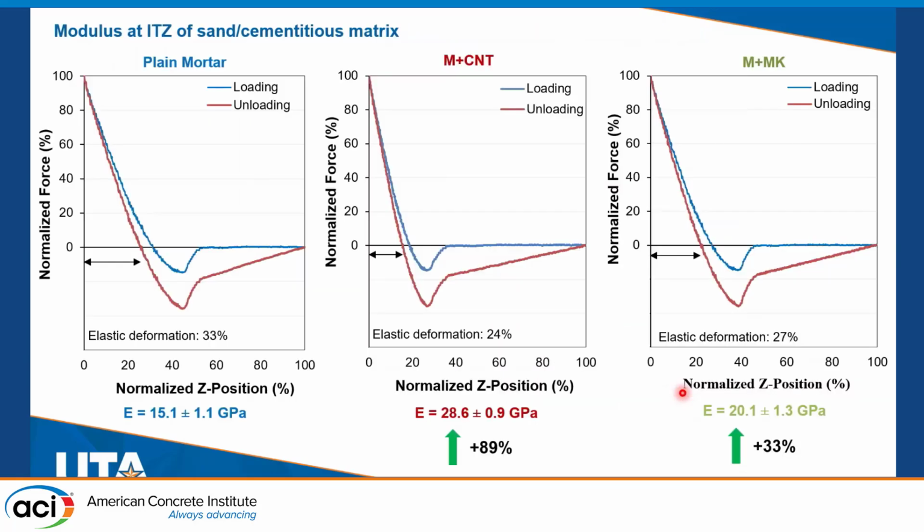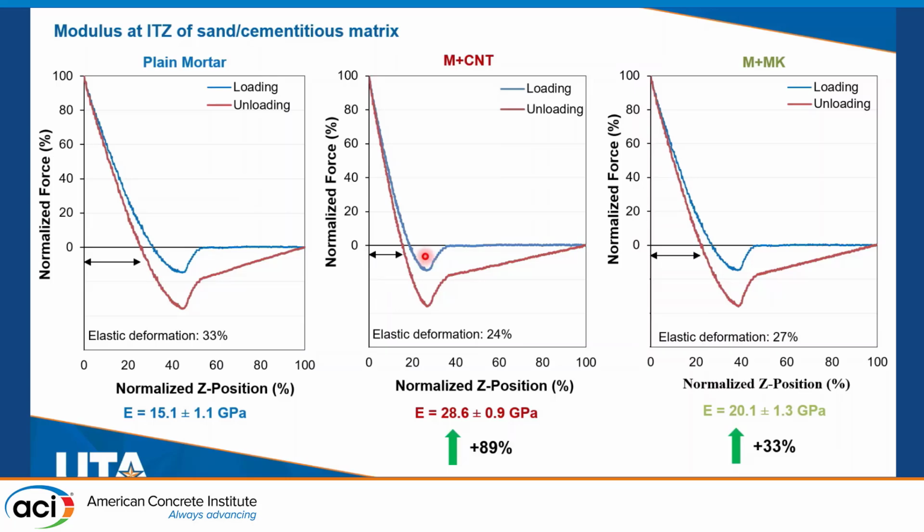Here are the results for the modulus at the ITZ. With the addition of both CNT and metakaolin, we see improvements in the modulus of elasticity, and the higher modulus corresponds to a lower elastic deformation, which is represented by this arrow. Another important thing to note is that the addition of CNT alone improves the modulus at the ITZ, which is very difficult to get using conventional fibers.